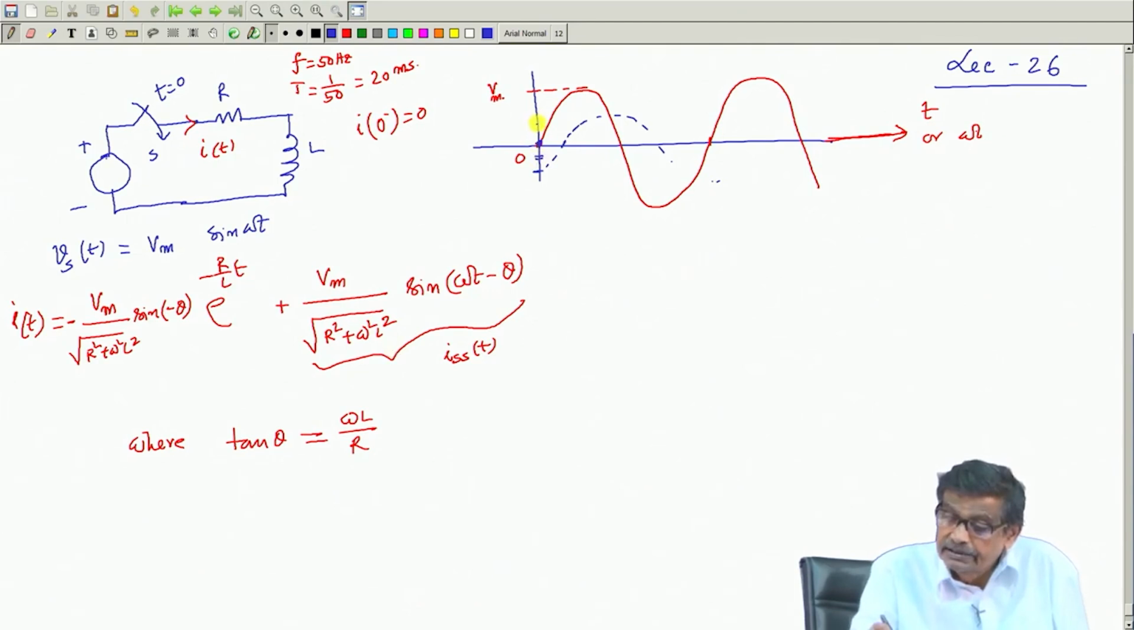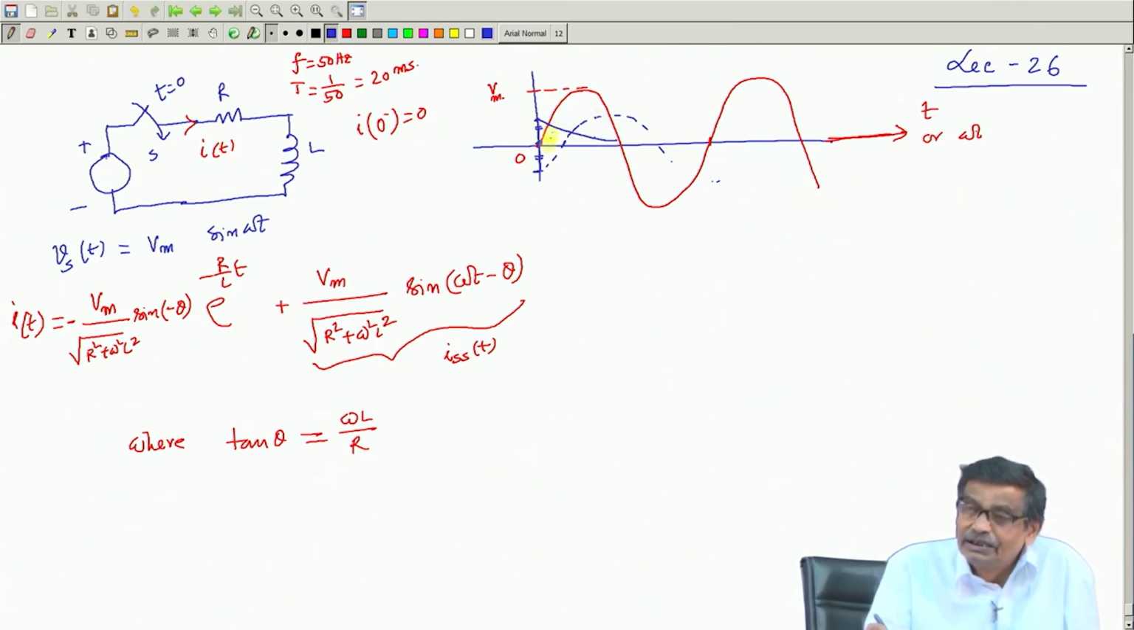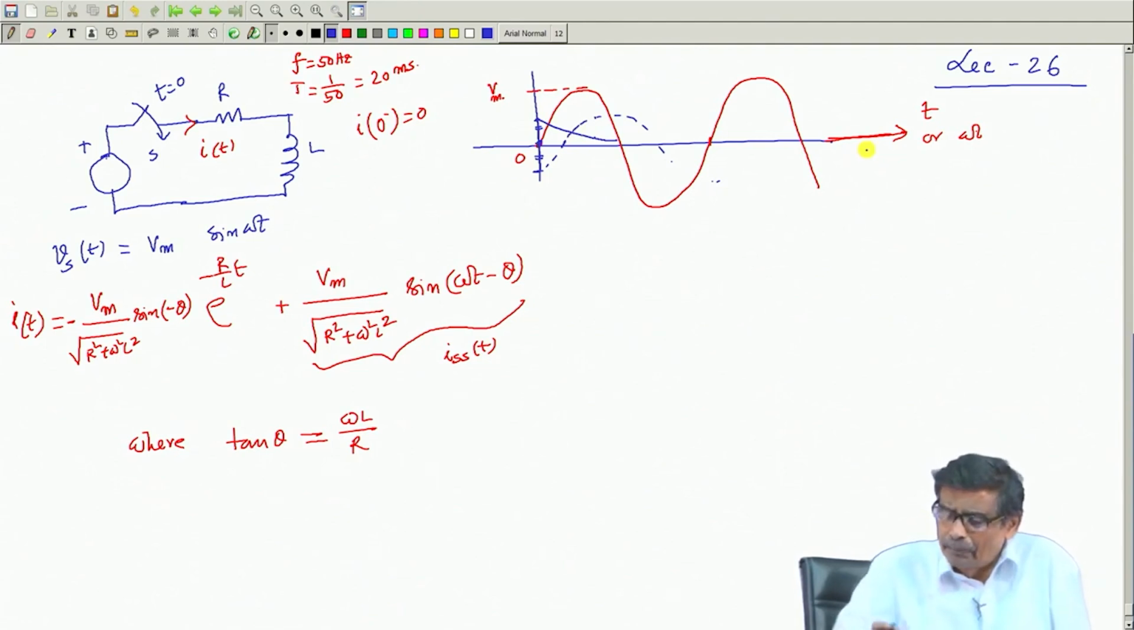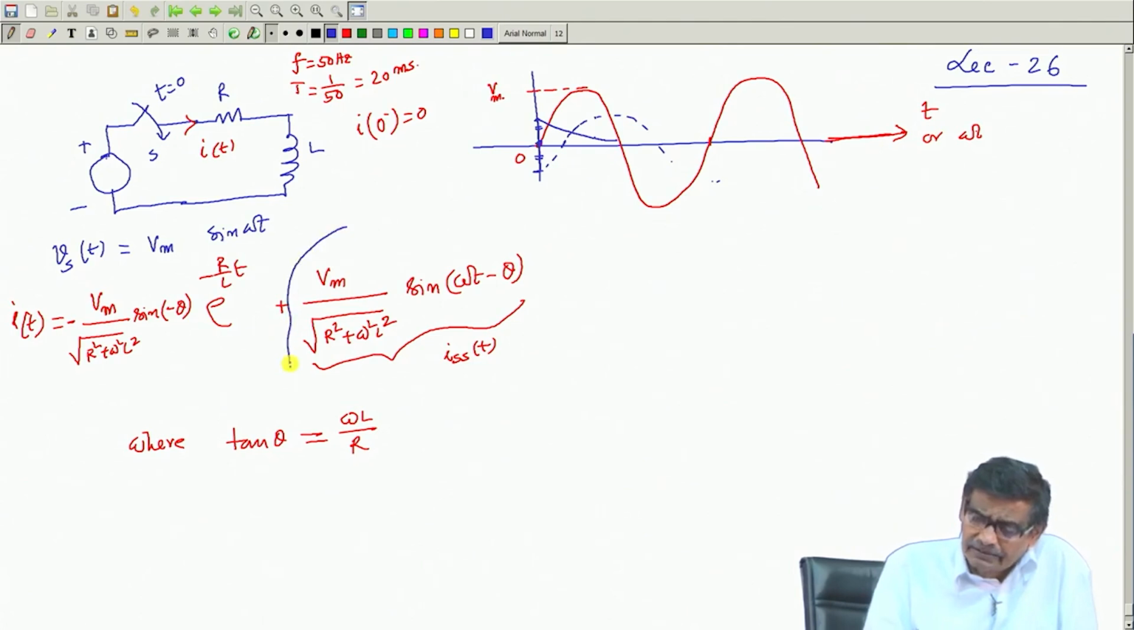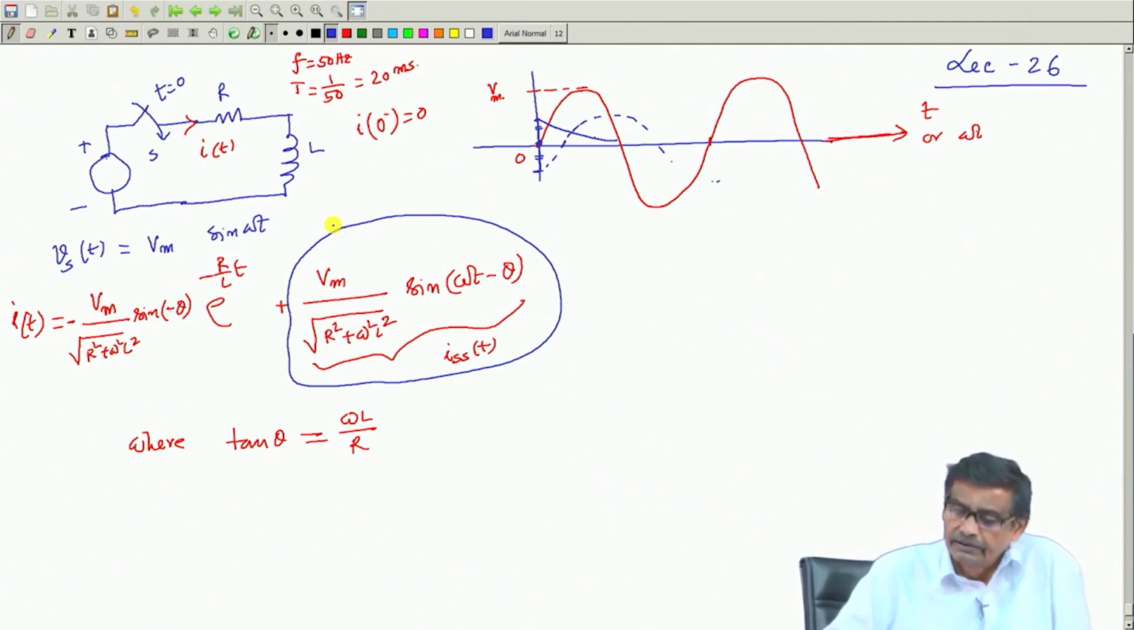Therefore, there must appear another DC current of same magnitude, so negative of the steady state current at t equal to 0, and that thing will decay exponentially. So, this plus this will give you the total current in the circuit. After few cycles, only this sinusoidal portion will remain, because this will exponentially decay down to 0. Is that clear?